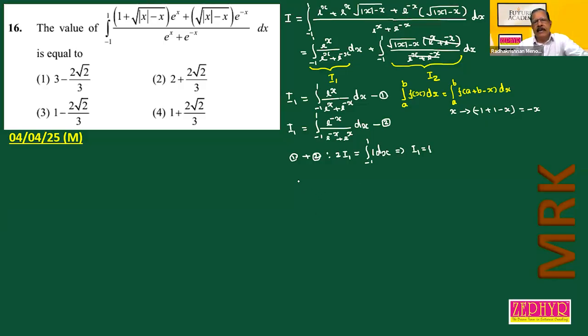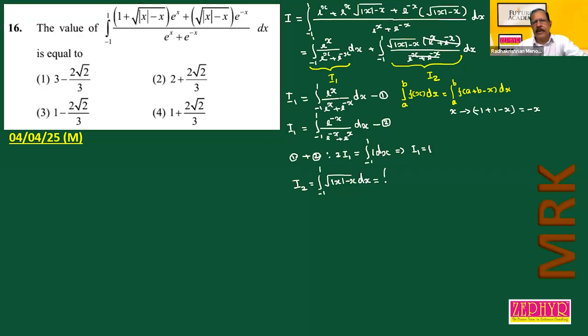Now let us evaluate I2. I2 is equal to integral minus 1 to 1 root of mod x minus x dx, because this e raised to x plus e raised to minus x got cancelled. Now, we use the property of modulus. We remove the modulus sign by using its property.